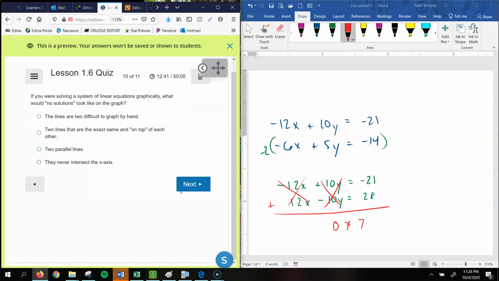All right, so this one, it says if you were solving a system of linear equations graphically, what would no solutions look like on the graph? And so it would be either A, the lines are too difficult to graph by hand, two lines that are exact and on top of each other, two parallel lines, they never intersect the x-axis. So again, if there's no solutions, it means that there's going to be parallel lines and never going to intersect.